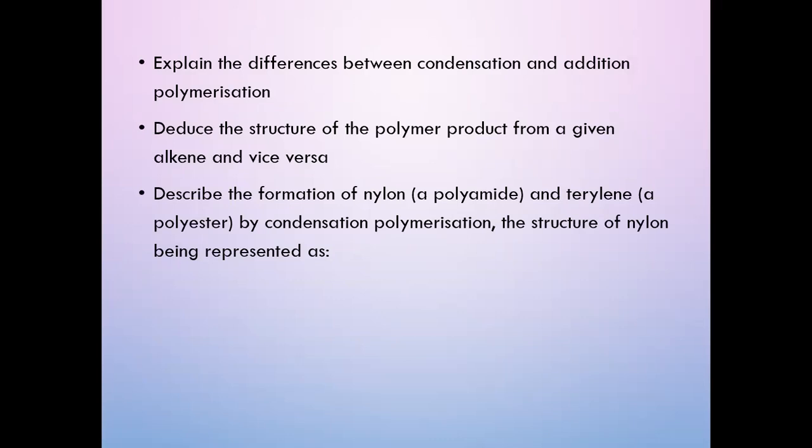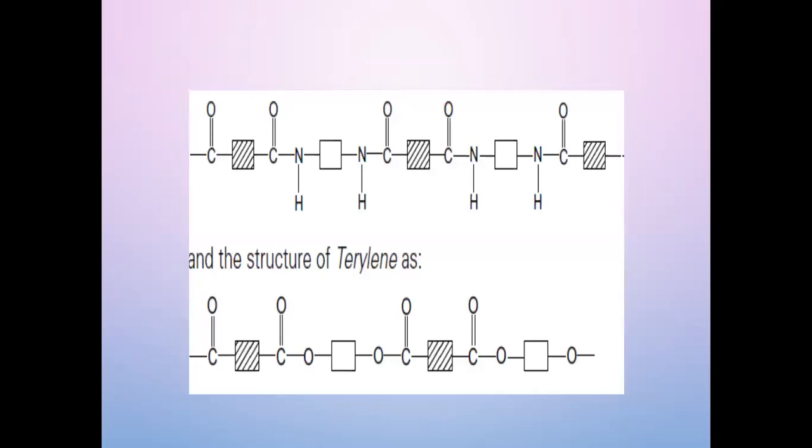You should know what macromolecules are and the chemistry of synthetic polymers such as nylon, terylene, polyethylene, polypropylene, etc. It is important for you to know how to work out the structure of a polymer from a given alkene. You should also know how to work out the structure of an alkene monomer when you're given the structure of a polymer. So this is the structure of terylene. For the exam, drawing the structure of terylene or nylon is commonly asked.